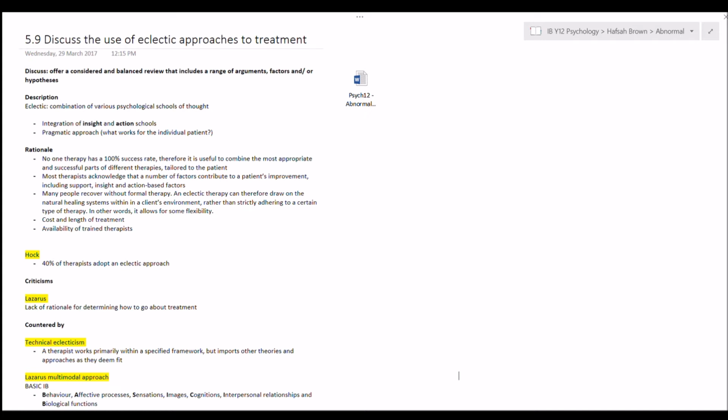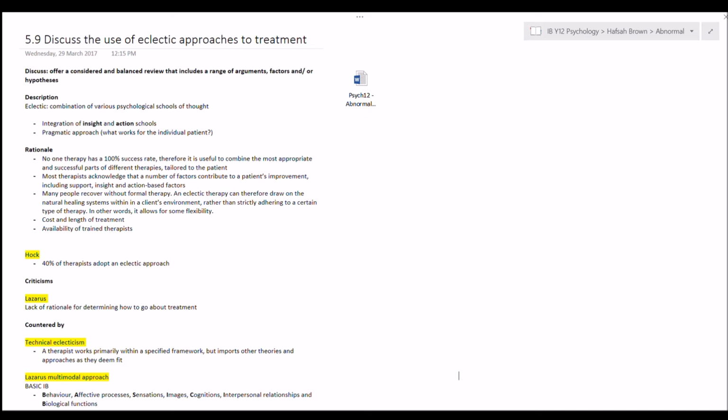Additionally, when we are treating psychological disorders, we don't want to be reductionist and only focus on one part of their well-being. So using an eclectic approach recognizes that a number of factors contribute to a patient's improvement, including support, insight, and action-based factors. Thirdly, many people recover without formal therapy, and so using this approach, we can use the natural healing systems within a client's environment because we have a little bit of room to be flexible.